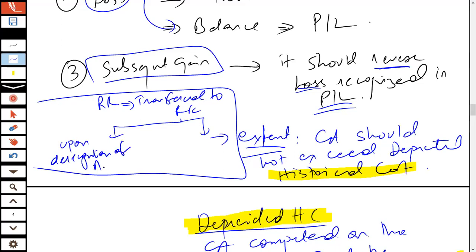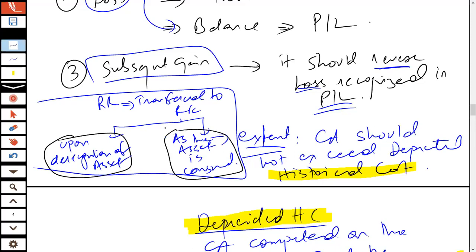Generally it is either upon derecognition of the asset or as the asset is consumed or utilized. So I repeat, the revaluation reserve is transferred to the retained earnings as soon as the asset is consumed. What do I mean by the asset is consumed? It's basically that the asset is utilized, and you keep on transferring it.